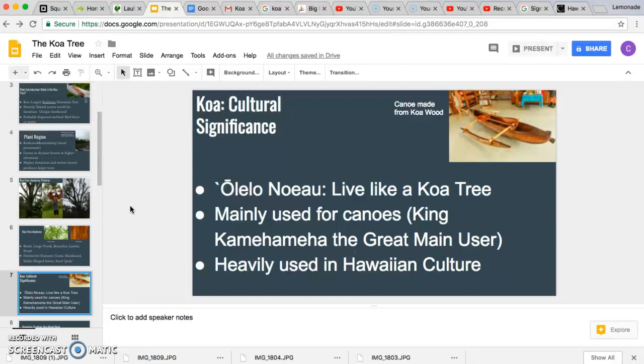So the koa was mainly used in canoes, and King Kamehameha the Great was the most famous user of these trees, as he built many of his canoes out of the koa tree. Throughout Hawaiian history, the koa tree has been used to make all the other canoes as well, and this is what makes it such a popular tool and popular plant in the Hawaiian Islands. And it's heavily used in Hawaiian culture for other things as well, such as tools, crafting, even supporting housing structures and stuff. So it was a heavily utilized plant, but its most famous use is, of course, for the canoes.